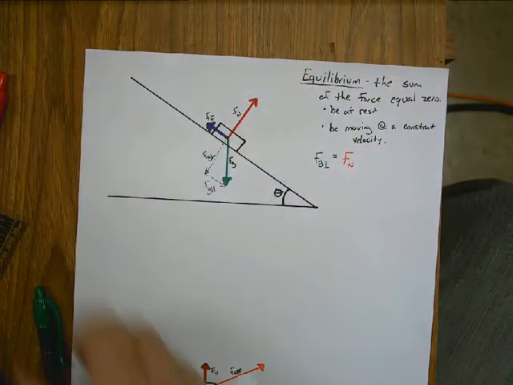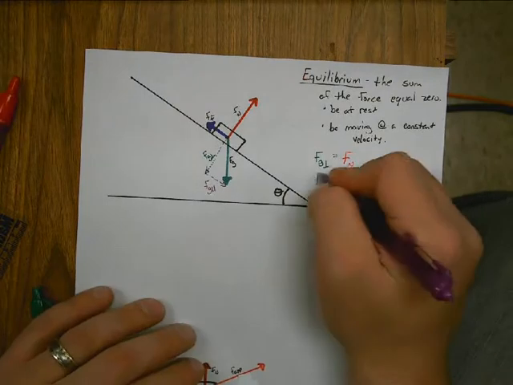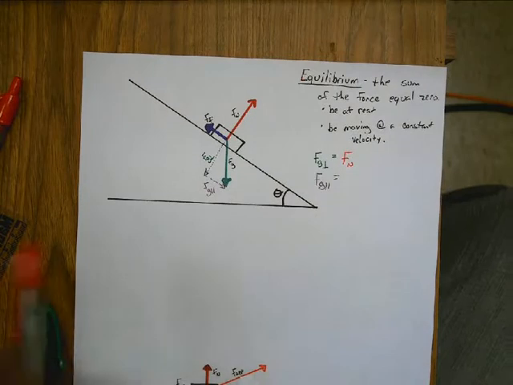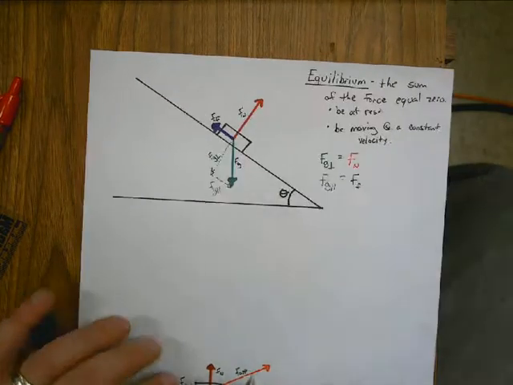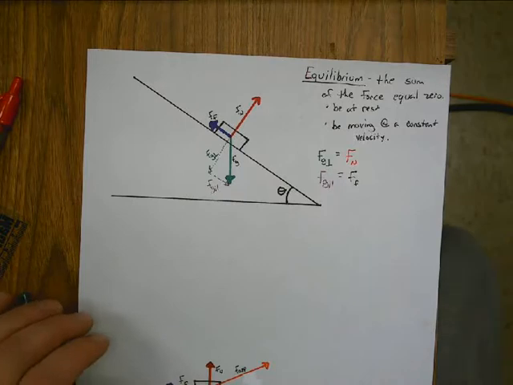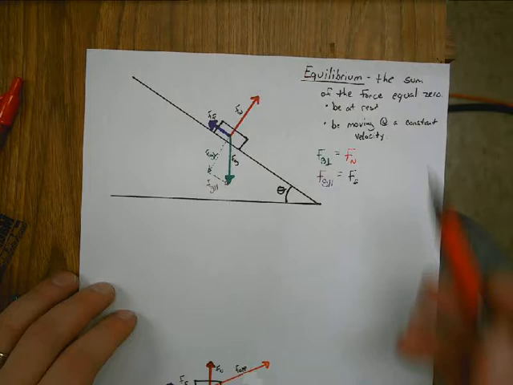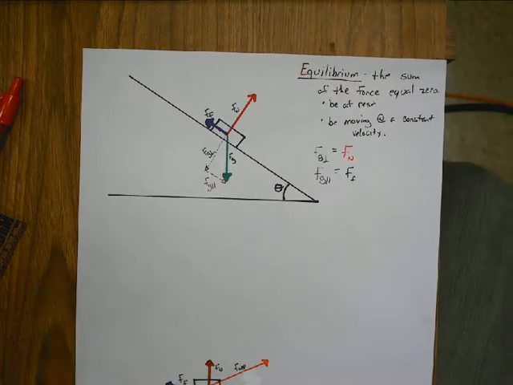We also know that F sub g parallel has to equal our force of friction. Now that can be kinetic or static, depending on whether the block is moving at a constant velocity or if it's at rest. So I don't want to stipulate that that's going to be static or kinetic. It can be either or.